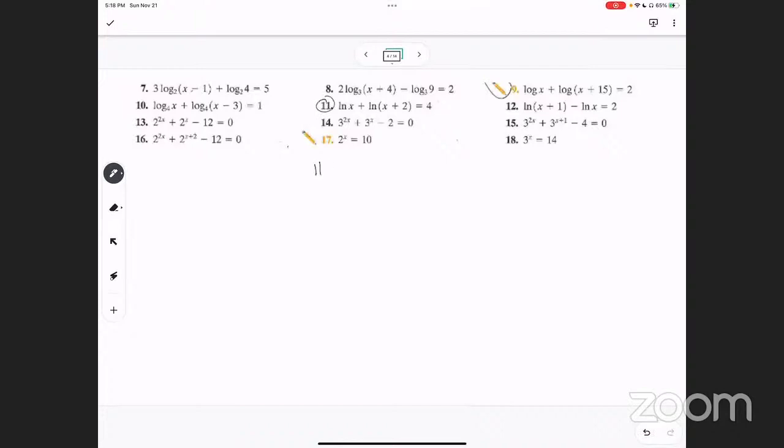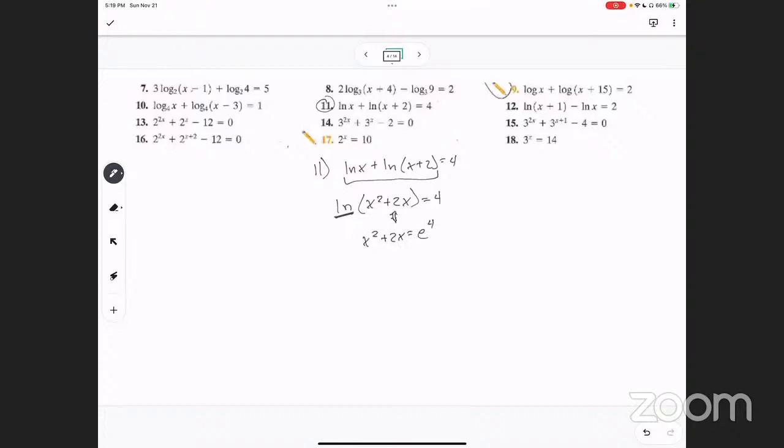Okay. Number 11 has a natural log. So the natural log of x, which just means log base e, ln of x plus ln of x plus 2 equals 4. So what we're going to have to do is combine these together with the property that says you can multiply them together. Now I'm going to convert this to an exponential. Remember, this is log base e. So this is the same as saying that x squared plus 2x equals e to the 4th.